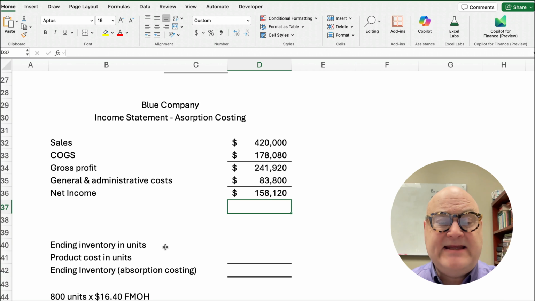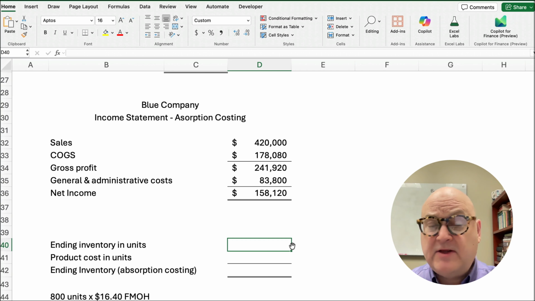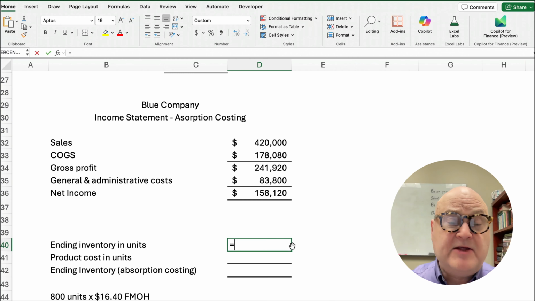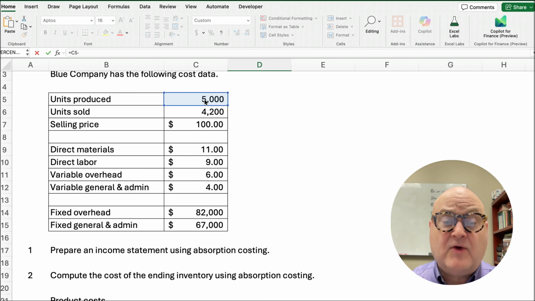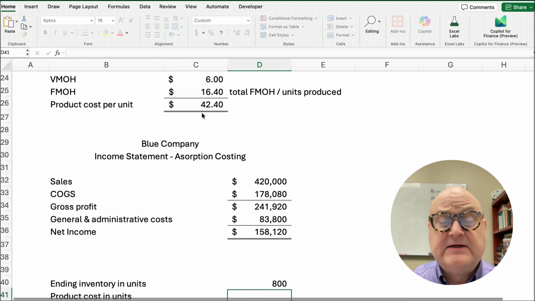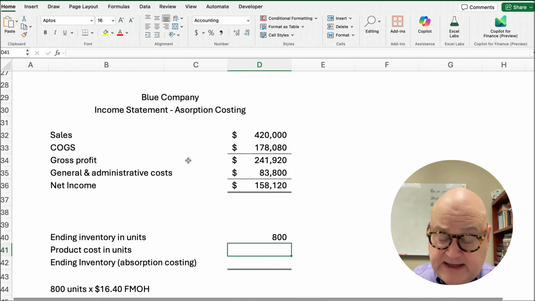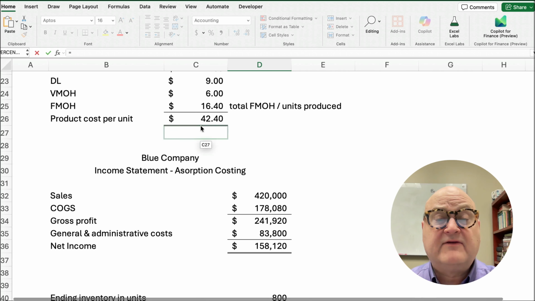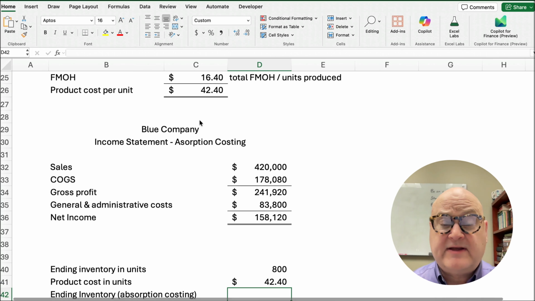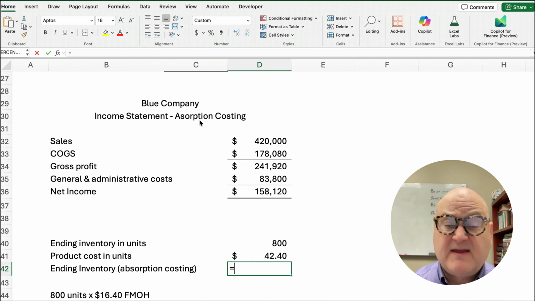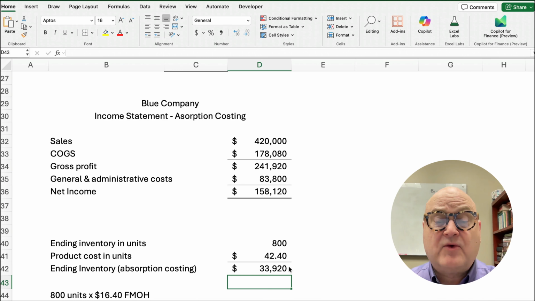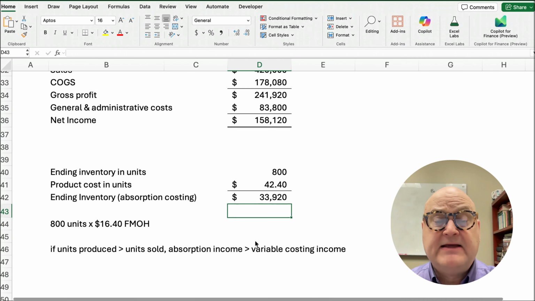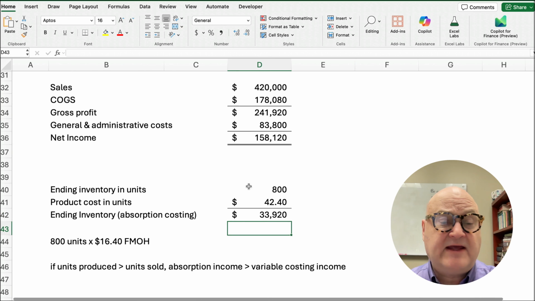What is our ending inventory using absorption costing? How many units are we talking about? Well, we had 5,000, but we sold 4,200, so we're left with 800 units. Each unit is going to cost us $42.40. So we take the 800 times $42.40, and we're left with ending inventory under absorption costing of $33,920.